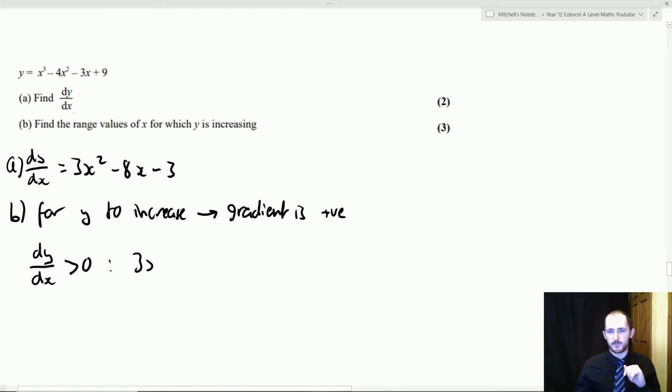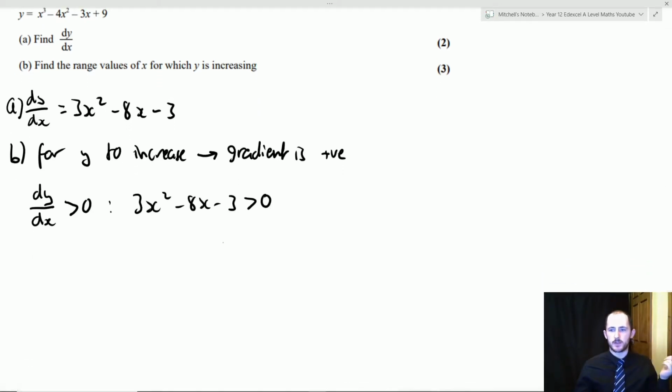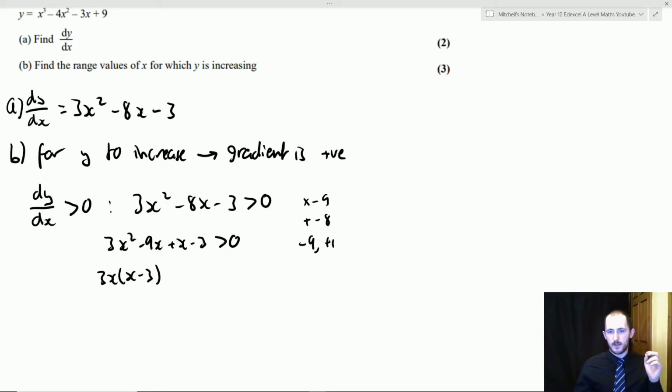So we have 3x squared minus 8x minus 3 is greater than 0. You can use the quadratic formula or you can factorise, whichever one you prefer. So times to minus 9, add to minus 8. So minus 9 and plus 1. So we have 3x squared minus 9x plus x minus 3 is greater than 0. Again, if you need help with the factorising, just let me know. 3x, x minus 3, and plus 1, x minus 3. So we have 3x plus 1, x minus 3 is greater than 0.